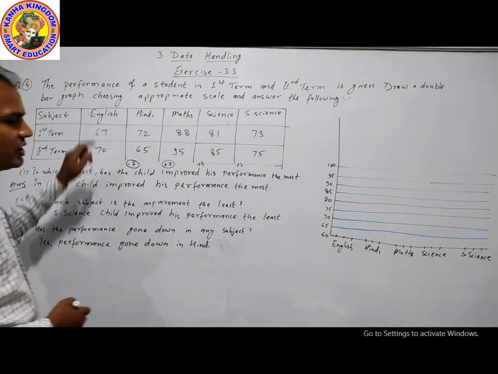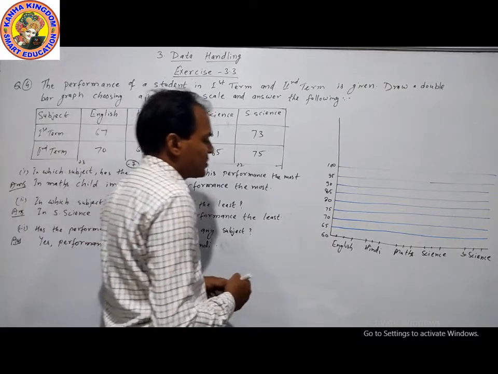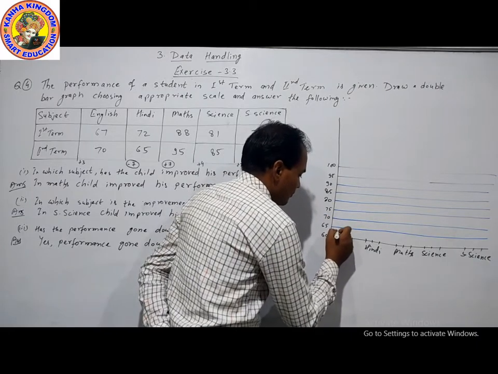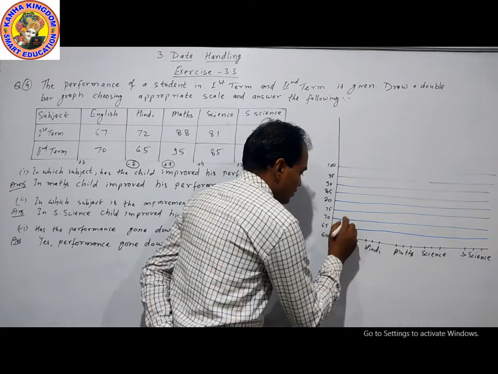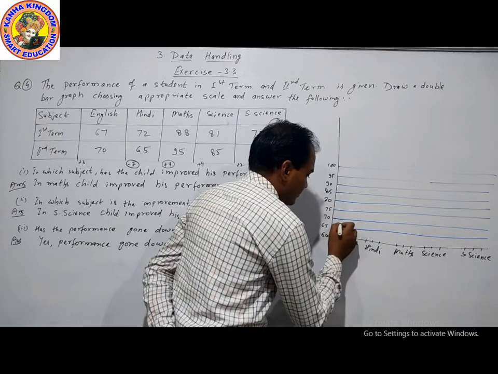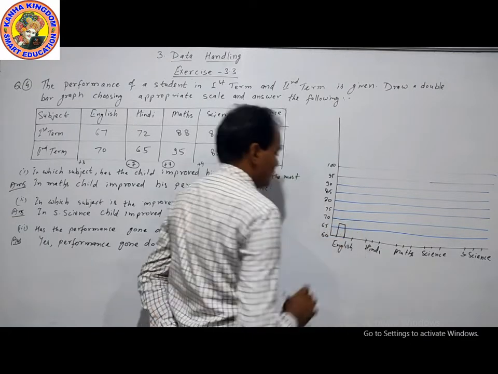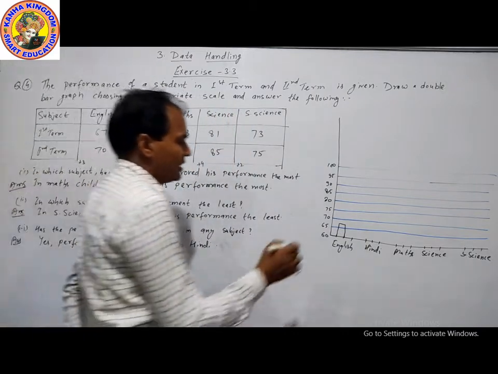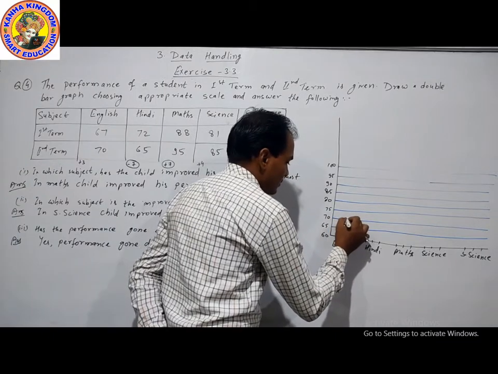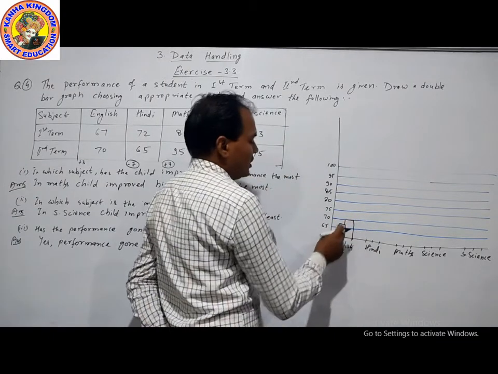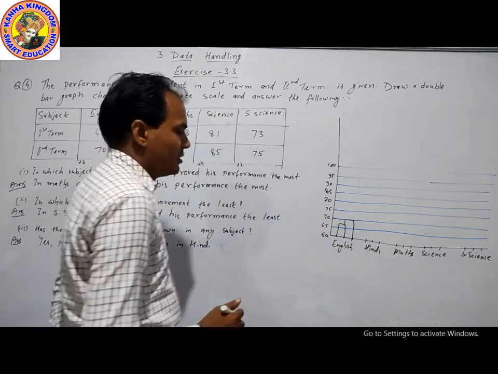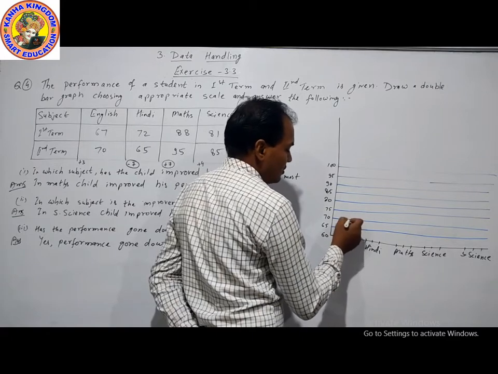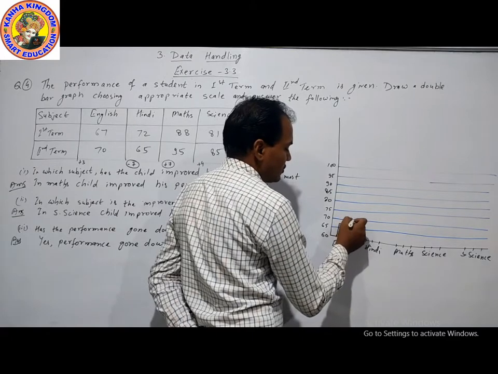First term 67. In English first term 67. Here is 65, 70. So this is over 67. In second term this is 70. There are the double bars, but what is the difference between these bars? No difference, so we will create a difference between them.